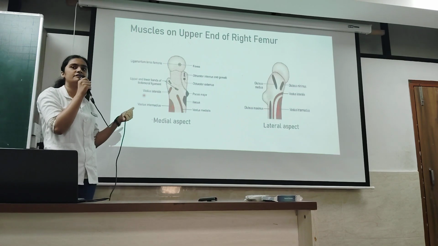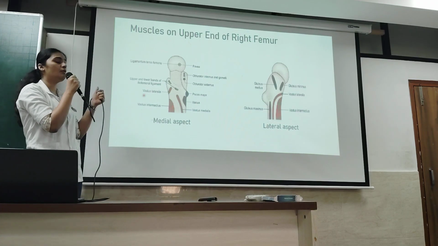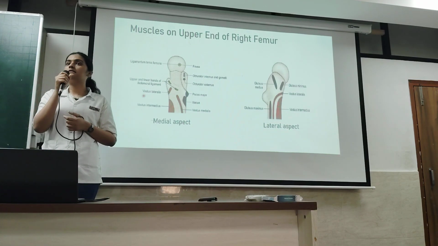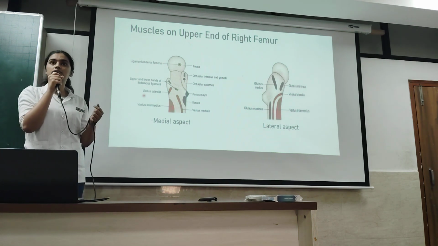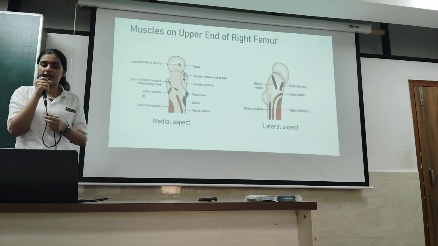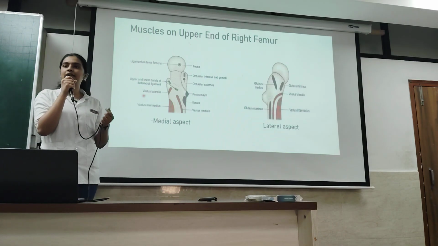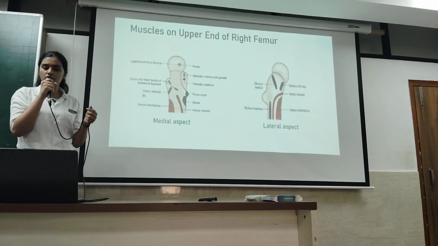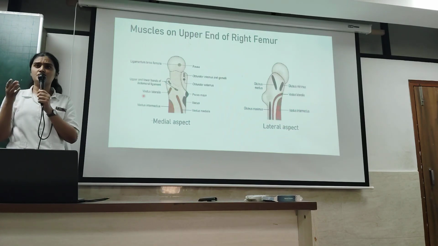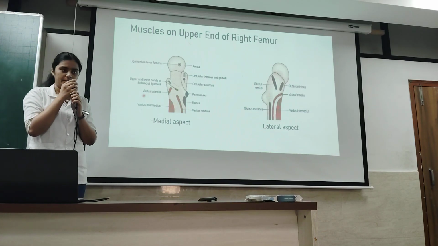Talking about the head of the femur, we have attachment of the ligament of teres femoris in the fovea. Talking about the greater trochanter, we have attachment of the obturator internus and two gemelli. Obturator externus is attached in the intertrochanteric fossa. Also, we have the attachment of the upper and lower bands of the iliofemoral ligament.